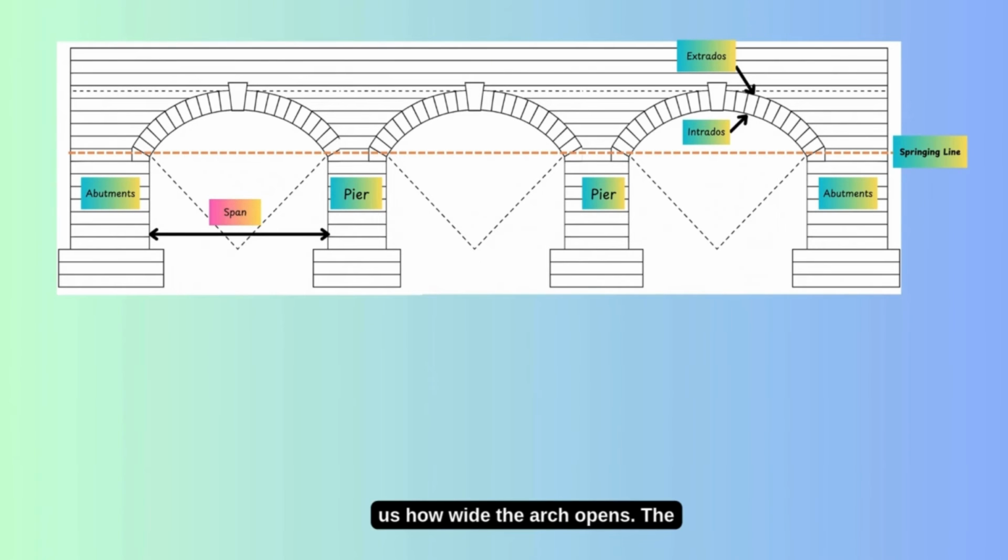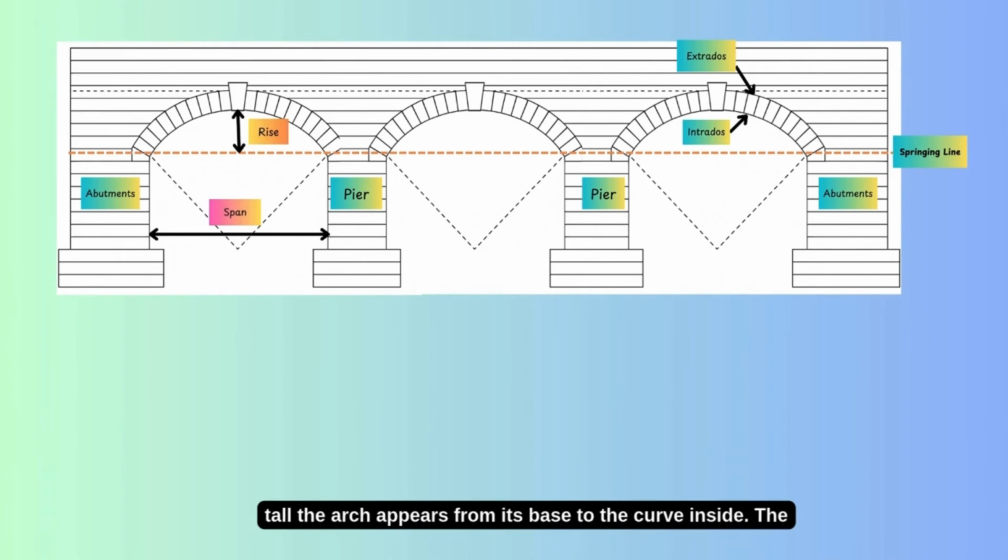17. Rise. The rise is the vertical distance from the springing line to the highest point of the intrados. It defines how tall the arch appears from its base to the curve inside. The higher the rise, the more dramatic and elegant the arch looks.